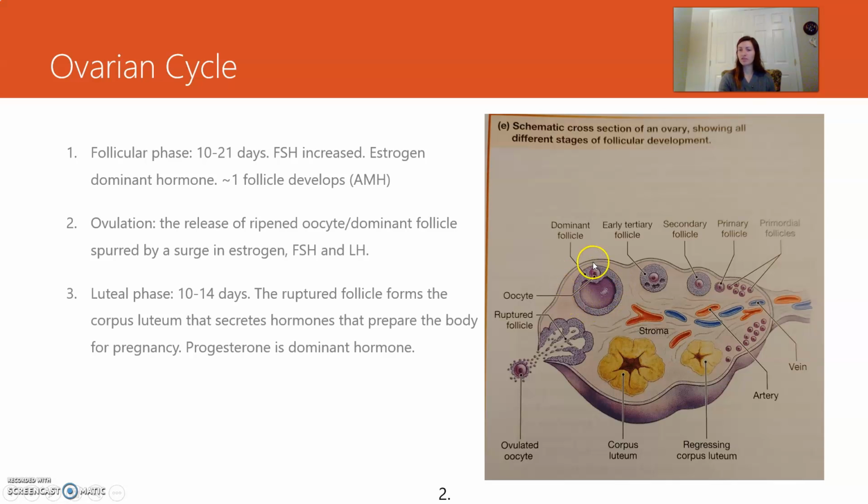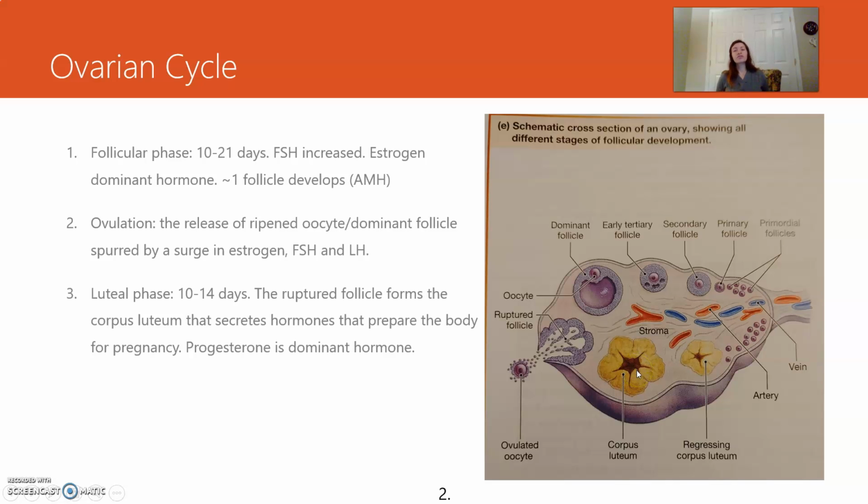So that's the follicular phase, and it goes and goes and goes, and then it forms a dominant follicle, and within that dominant follicle we have an oocyte. And when that oocyte ruptures out of the follicle, this is ovulation. And this is caused by a surge in estrogen, FSH, and LH. And it only lasts 1 to 3 days. And next, after that oocyte ruptures out, this ruptured follicle forms the corpus luteum, and then we move into the luteal phase.